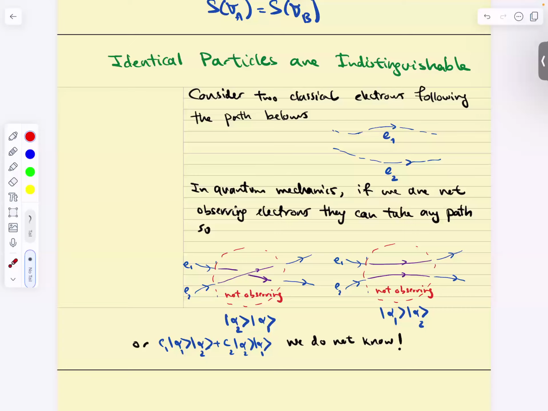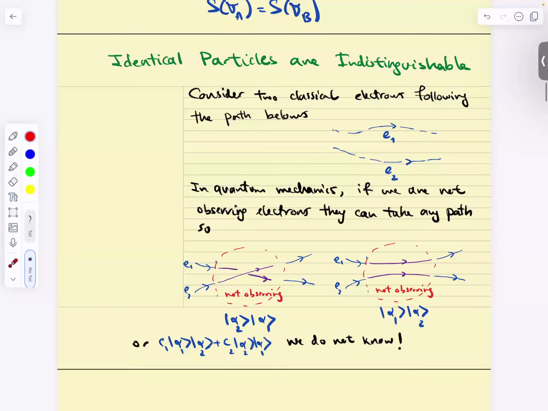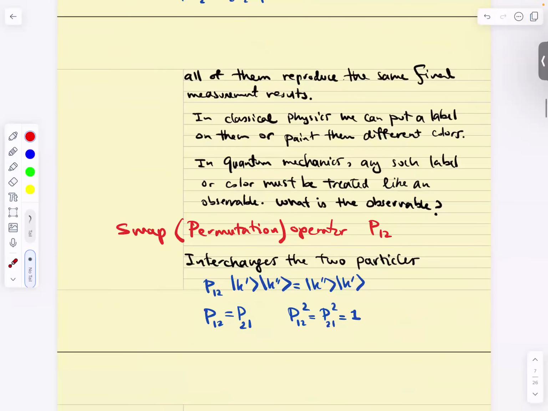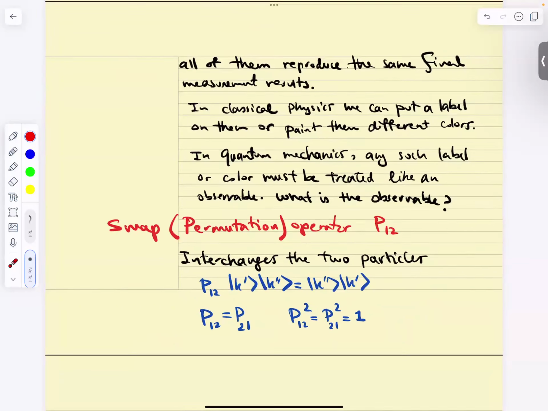Good. It takes a while for it to click. But it's a consequence of quantum mechanics. There's no choice. All right. I said all of this.